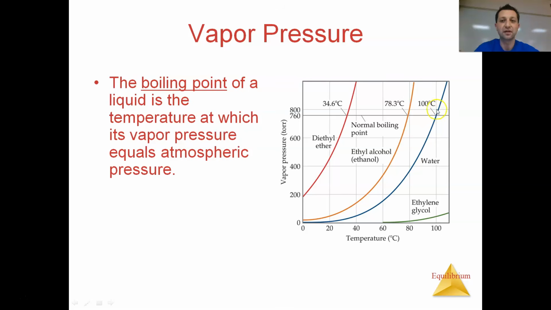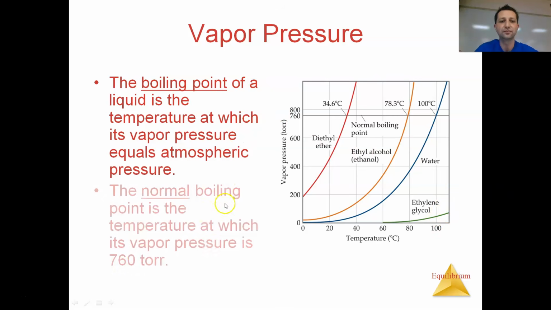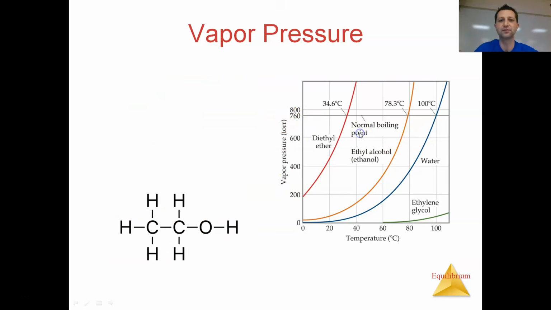With stronger intermolecular forces here, water, with hydrogen bonding, has 100 degrees Celsius. Then ethylene glycol is bigger, has some stronger IMFs, so it'd be a much higher boiling point. We have to extrapolate this because we can't see the rest of the graph, right? Okay, so I already talked about this. Normal boiling point is the temperature at which the vapor pressure is 760 torr, which is atmospheric pressure.